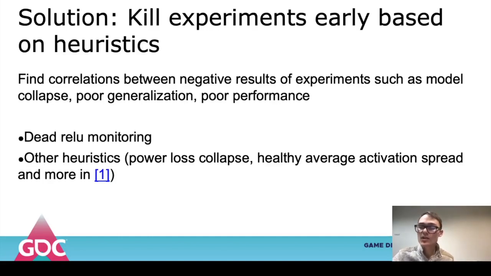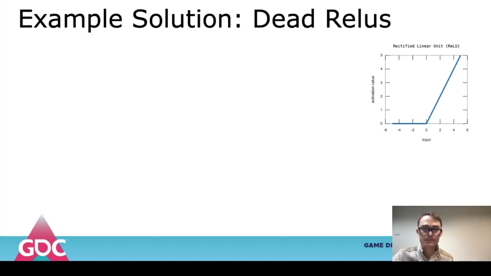When training, we watch a lot of statistics about our model, and we find correlations between really bad performance and different statistics during training. There are many types of these statistics, and they will highly depend on the model architecture and problem domain, but the idea of using these types of correlations to kill experiments early can be applied to any problem. I'm not going to go through every statistic that we use, but only focus on the dead ReLU statistic during this talk. There are more linked in the slides.